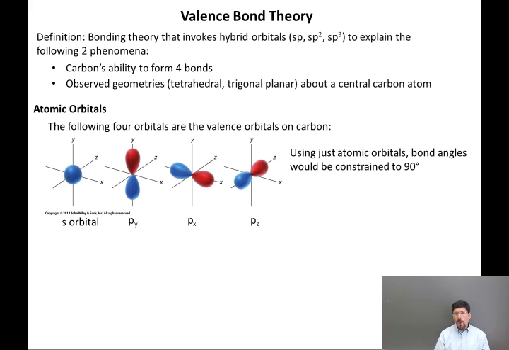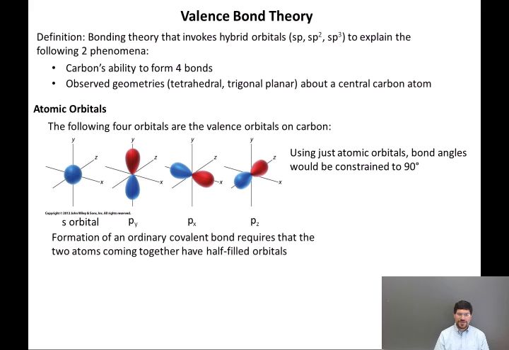Okay, so if all we had available to us to use for bonding were the atomic orbitals, the hydrogen-carbon-hydrogen bond angles would have to be 90 degrees, and we know that that's not the case. So therefore, there has to be something more to the theory than just taking atomic orbitals on carbon and overlapping them with atomic orbitals on hydrogen or another carbon atom.